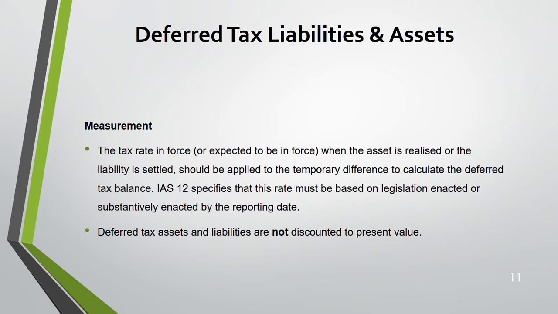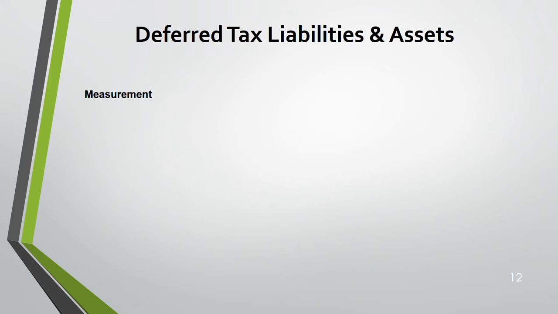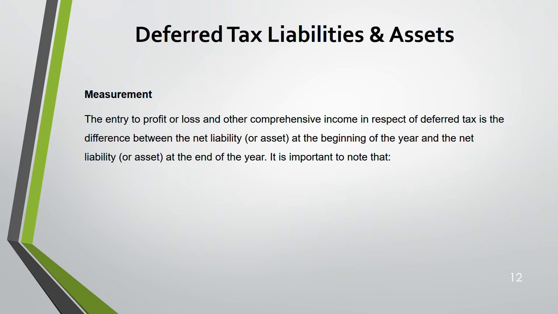Remember, a deferred tax asset or a deferred tax liability is never discounted to present value. You might say because they are in the future, why not find the present value? No, don't discount. It is because it is very complicated to do that. You never know the timing of a deferred tax asset. Sometimes you might not recognize a deferred tax asset at all. So there's no point in finding the present value. That's the reason. Next, the entry to profit or loss or OCI regarding deferred tax is the difference between the liability or the asset at the beginning and at the end of the year.